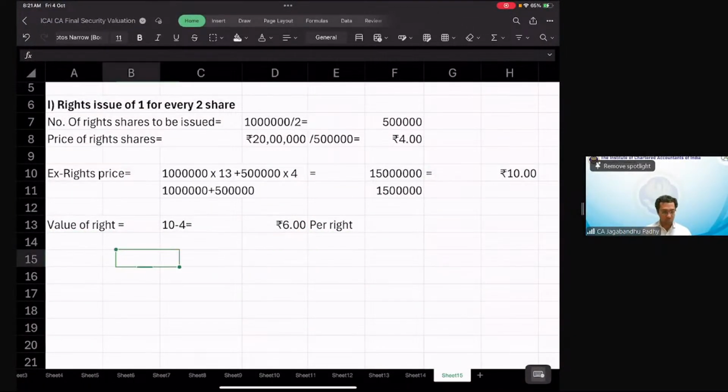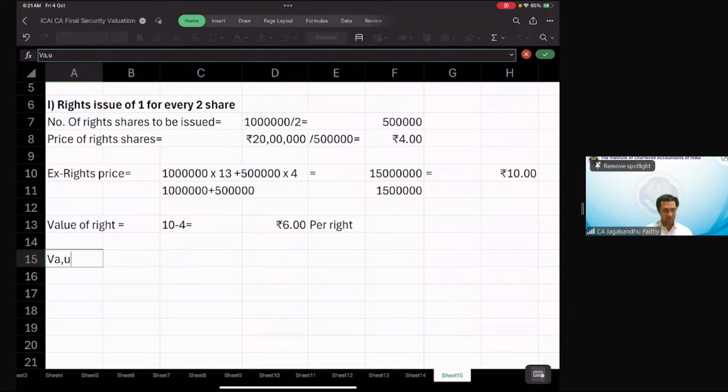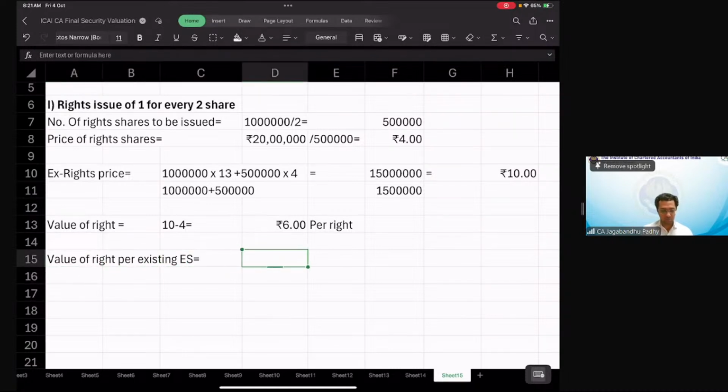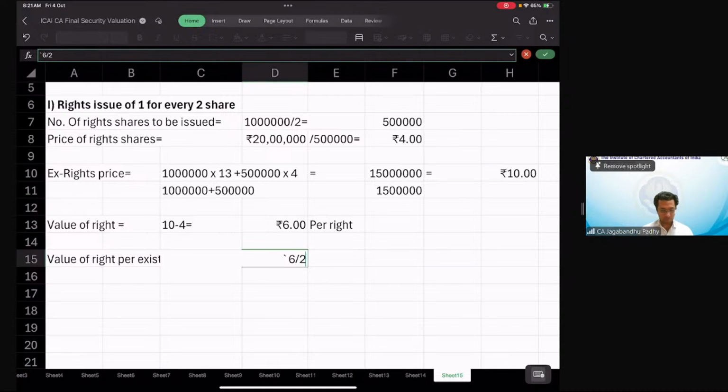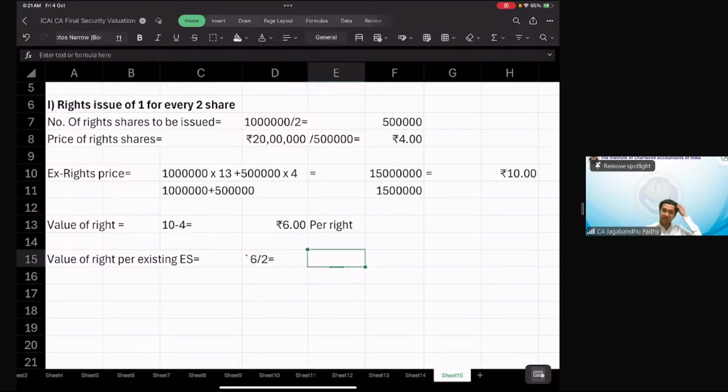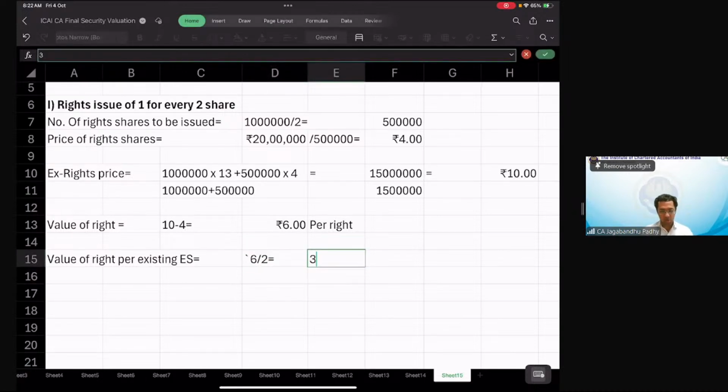But if I ask you, what is the value of right per existing equity share? It is of course going to be 6 divided by 2, which is 3 rupees.